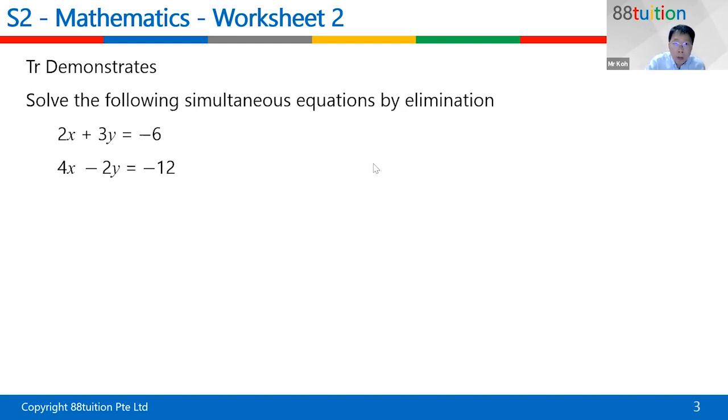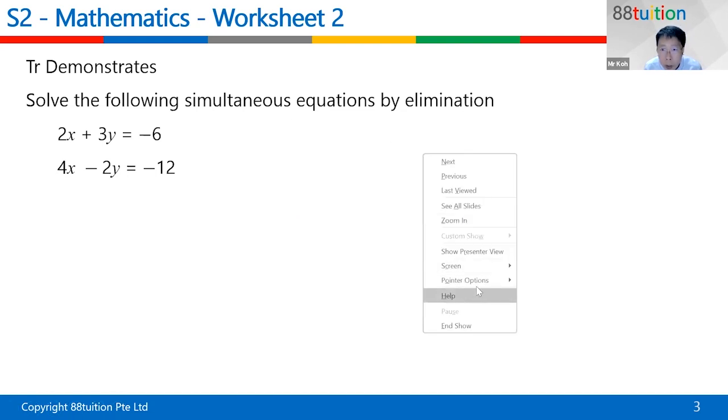Now, what happens if you have to do by elimination? In our previous lesson, we actually learned to solve the simultaneous equation using the graphical method. That means you actually plot the two lines. In this case, you have to use elimination as a method to solve the simultaneous equation. Okay, so let me just bring out my pen.